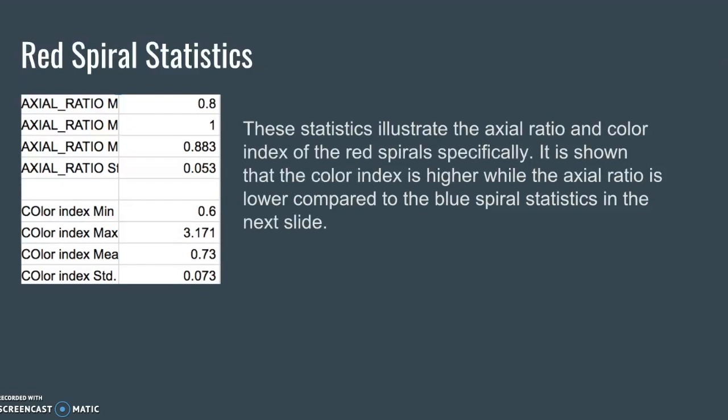Our next figure contains the statistics taken from a table of just red spirals. This data tells us that the mean axial ratio for the red spirals is close to 1. This result opposes our scatter plot and our hypothesis that the axial ratio should be closer to 0 for red spirals, not 1.